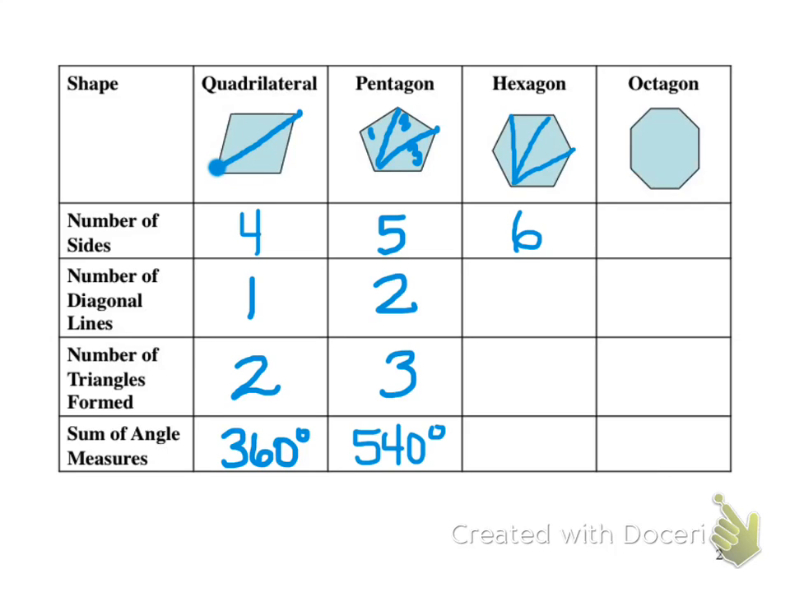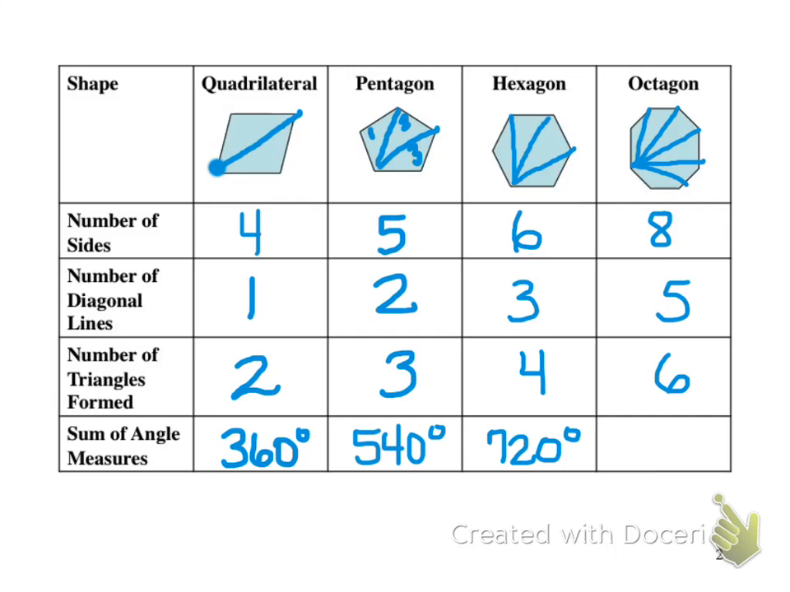I would have to draw 3 diagonal lines. That makes 4 triangles, and 4 times 180 is 720 total degrees. For the octagon, 8 sides connecting one vertex to all others is 5 lines forming 6 triangles, and when I multiply that by 180, I get 1,080 degrees.